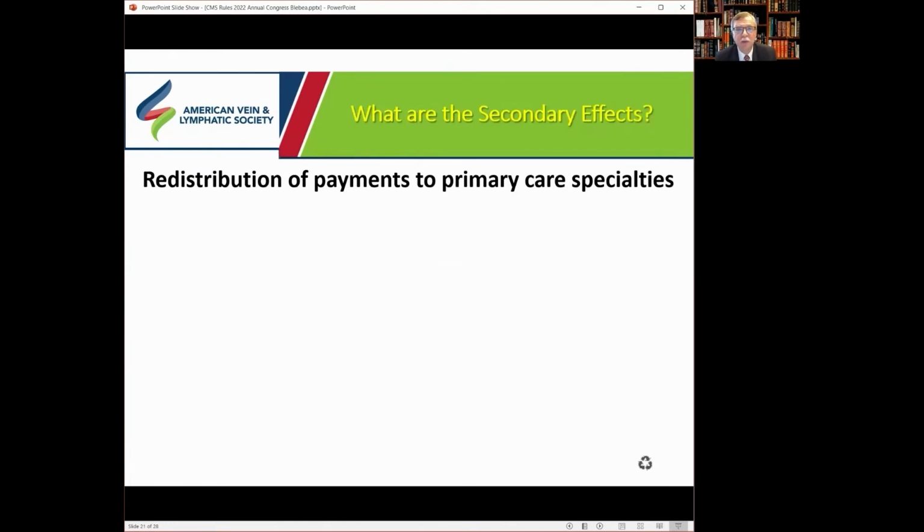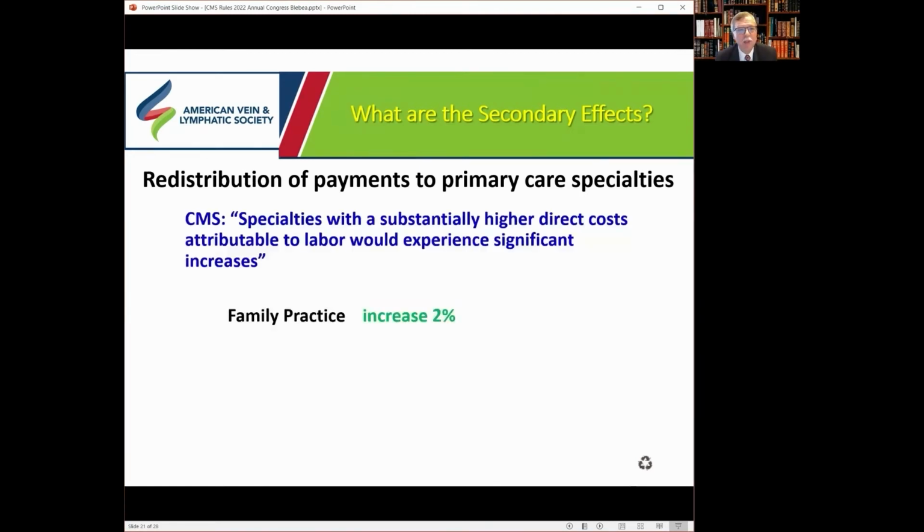What are the secondary effects of doing this? Not just the effects on venous practices. Well, effectively what you're having is a redistribution of payments to primary care specialties that don't have a high cost in equipment and supplies. And CMS admits this. Specialties with a substantially higher direct cost attributable to labor would experience significant increases.